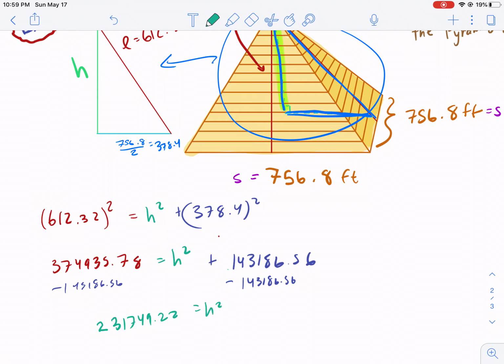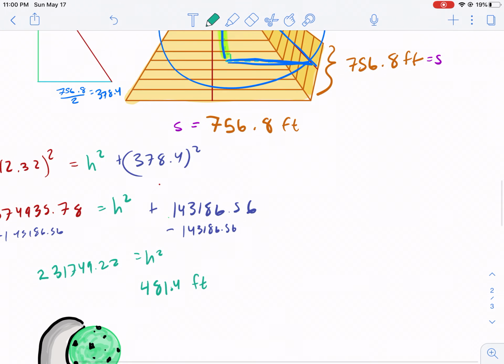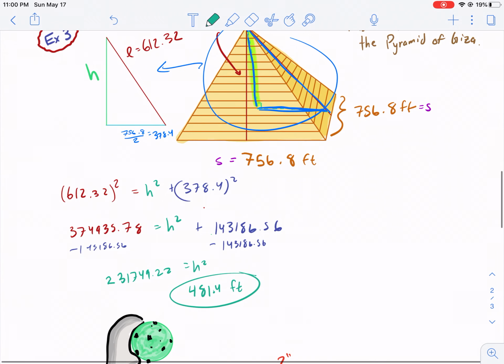So finally what I need to do is take the square root of that. My phone calculator conveniently does not have a square root function, so I need to go to my friend Google, and I'm going to type this into Google, 231,749.22. Make sure you guys are always well equipped before beginning math problems. That is step number 1. Okay, and I get my answer, which is 481.4. And what is the unit? I think this is feet. That's how tall the Pyramid of Giza is.